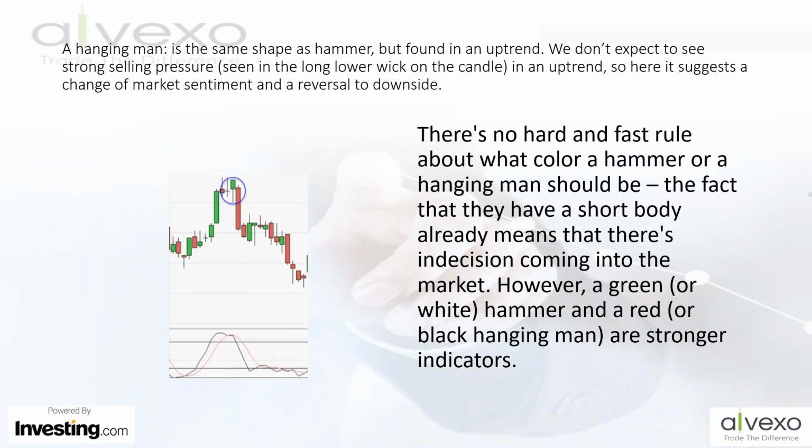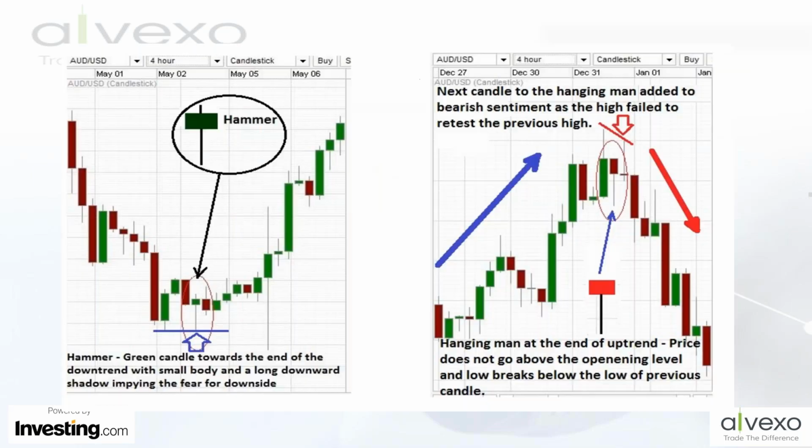Now, there's no hard and fast rule about what color one has to be, or whether it's a hammer or a hanging man. It's where it appears in the trend. If the prices are moving up and all of a sudden you get this sign of indecision, it's giving you a warning. If you get the indecision and it's got a long body, a long wick in the opposite direction, it's telling you a little bit more.